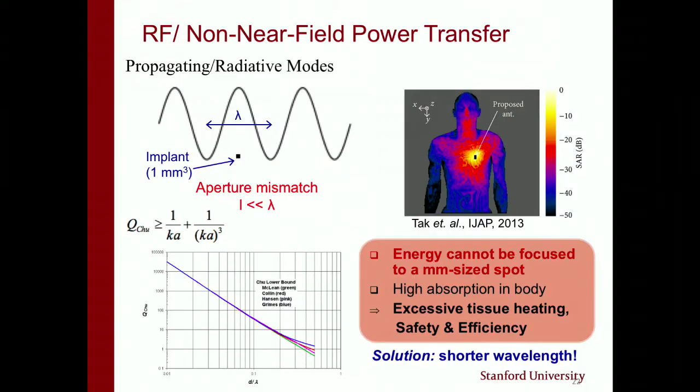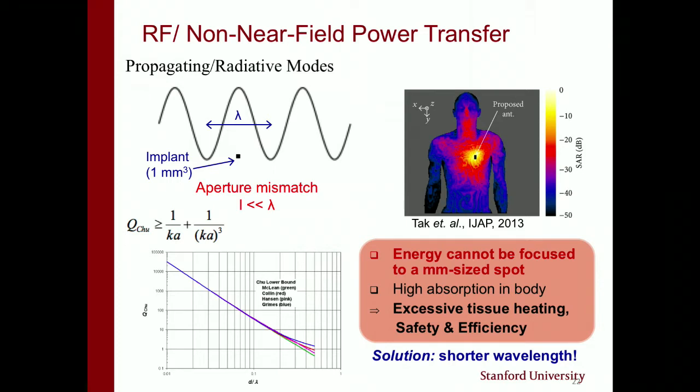Number one, I cannot focus the energy into the receiver. If you've ever designed anything that does beamforming, beam steering, focusing requires an aperture that's larger than the wavelength. So I can't focus the energy. The result is I will heat up a large portion of tissue, which has safety and reliability concerns. The FDA will look at this and say, you're going to have an implant running 24/7 for 20 years. I cannot have heating of a large portion of tissue for these specific applications.